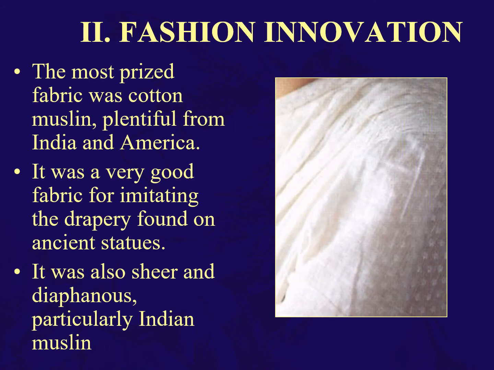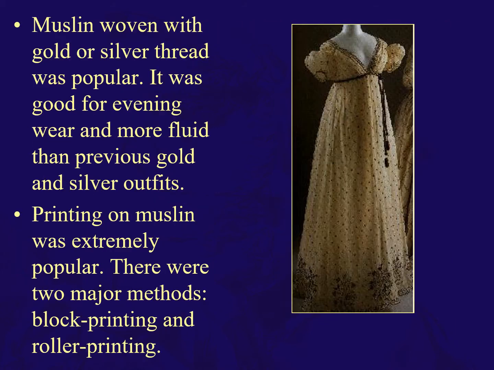Okay, quickly, fashion innovation: cotton muslin, plentiful from England, India, and America. It was a very good fabric because it was good for imitating the drapery found on Greco-Roman statues. Muslin could be woven with gold or silver thread, very popular for evening wear, very fluid. Unlike previous outfits where gold and silver were static, brittle, and very rigid, the muslin is more diaphanous, it's flowing.